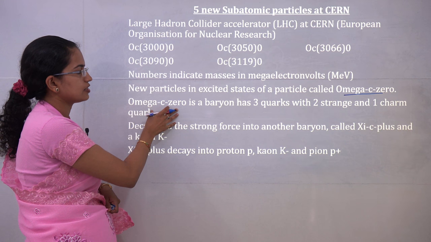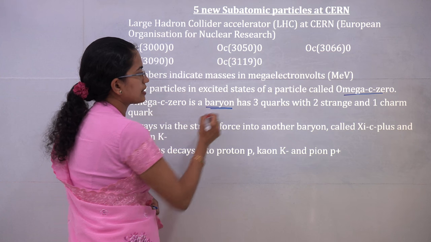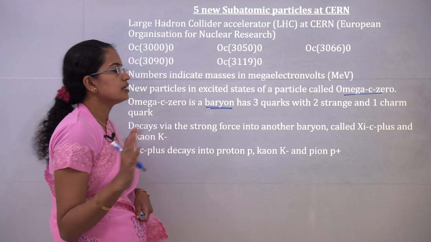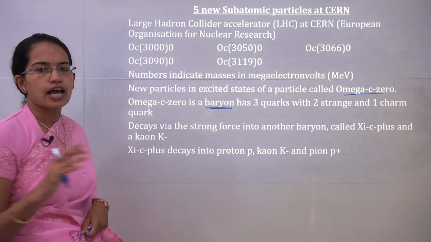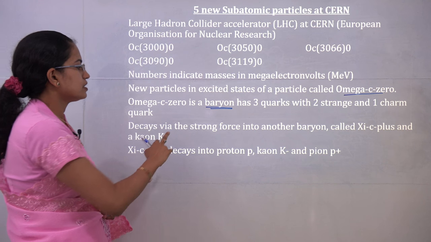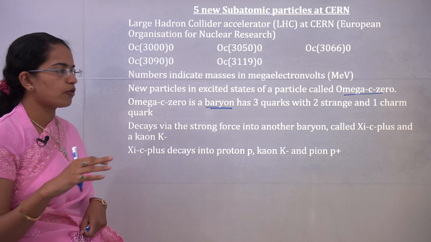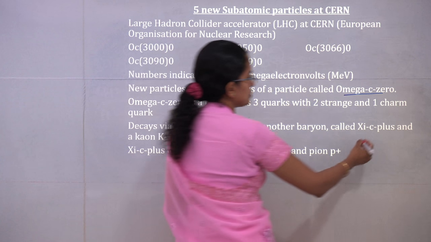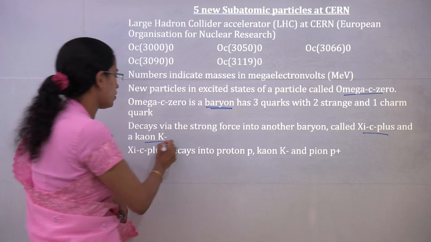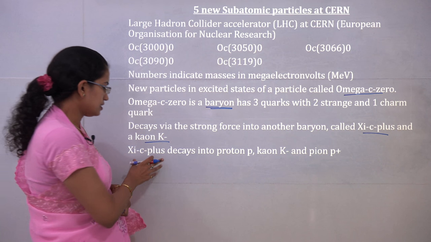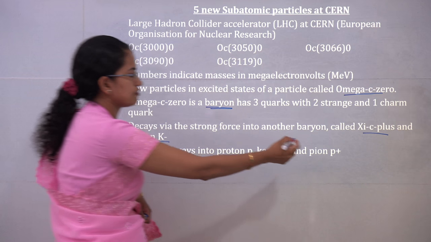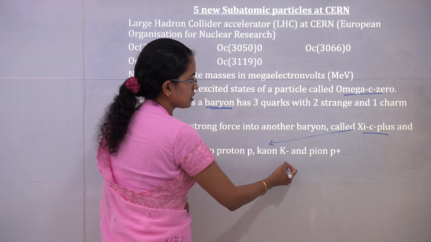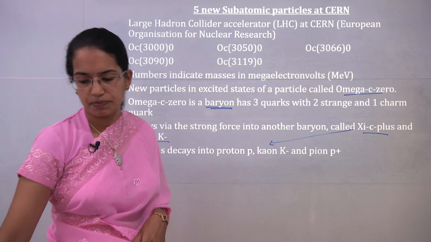Now, Omega C0 is basically a baryon, and this baryon has three quarks, two of which are in the strange state and one is in the charmed state. Now, this decays via the strong force into another baryon, which decays into Xi c plus and the kaon K minus, and the Xi c plus further decays into proton, kaon minus and pion, that's pi plus.